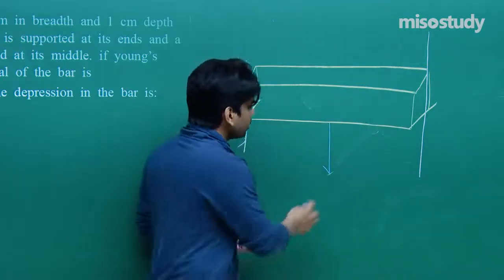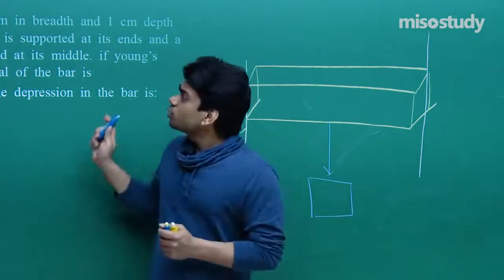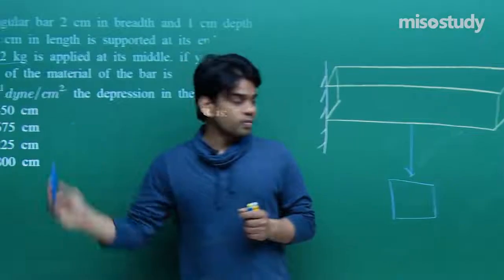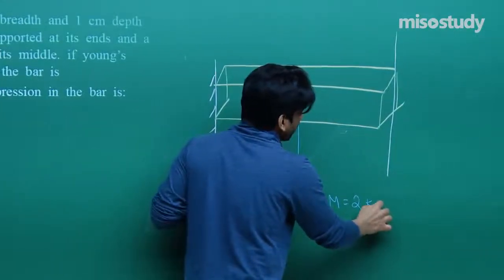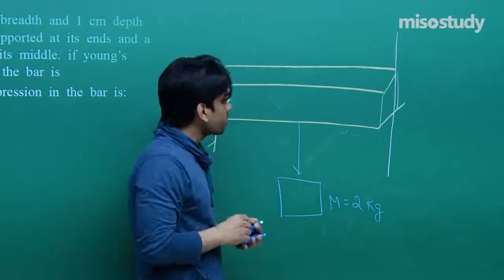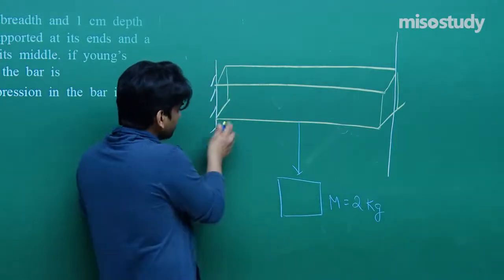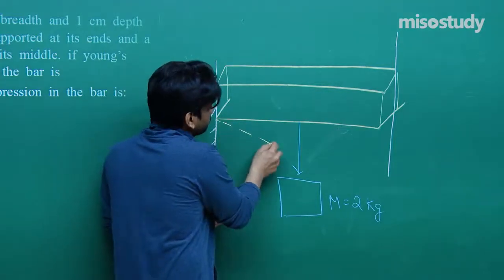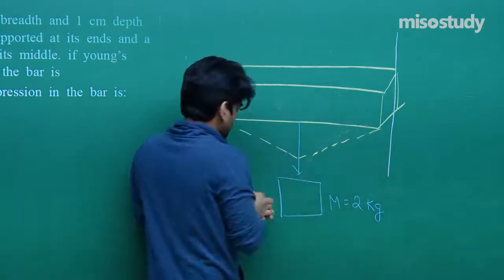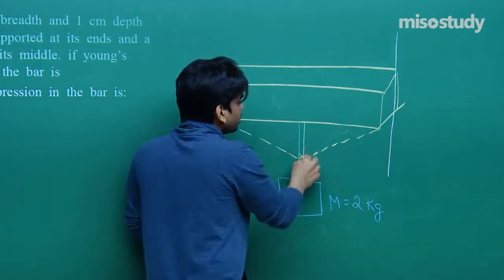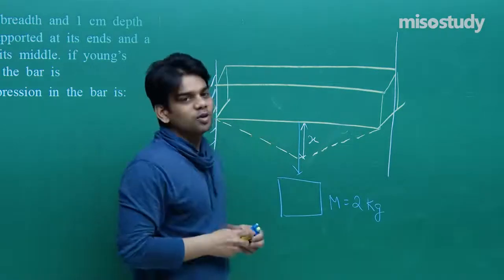So what will happen when you have made a load to hang from here? Its weight is given as 2 kg, so let me say its mass is 2 kg that has been provided to us. Now the depression, this part, will come down. We need to find out what is this depression. If this is x, that is the depression that we need to evaluate.